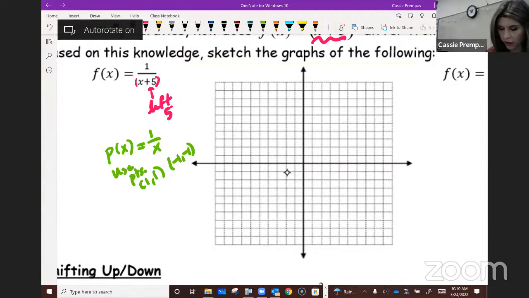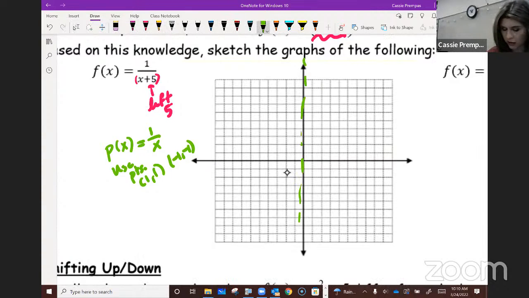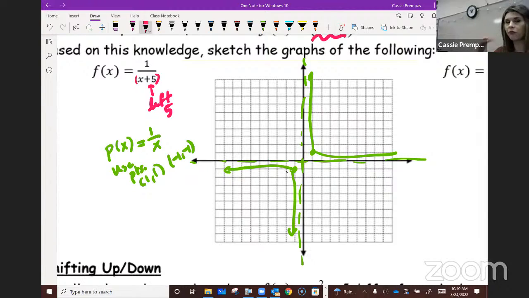So the parent graph would have a VA like this. It would have an HA like this. It has those points here and here. And the shape of the graph shows up in this manner and this manner. Now I'm going to take this graph to graph function f. And rather than doing all the tables and all the fancy work, I'm just going to move this graph left 5. Probably the best thing to do is start with the asymptotes.